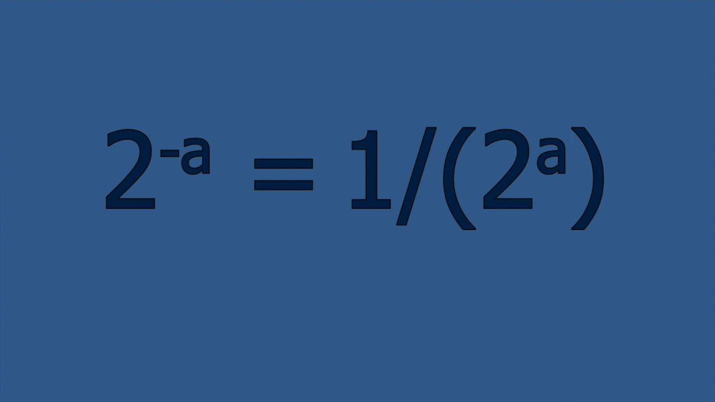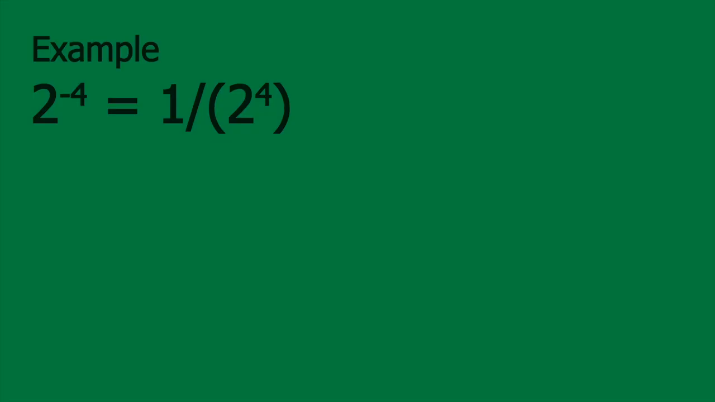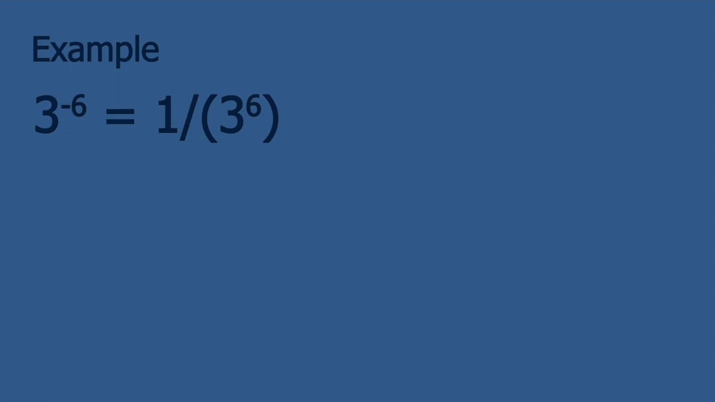So what this is saying is that if you have, for example, 2 to the negative 4, that's the same as 1 over 2 to the 4th. Or, like I said, we can use different numbers. We can have 3 to the negative 6. That is the same as 1 over 3 to the 6th. Now, I wanted to introduce these two properties before I went to the explanation of it because this explanation hopefully will cover both properties. Let's begin.